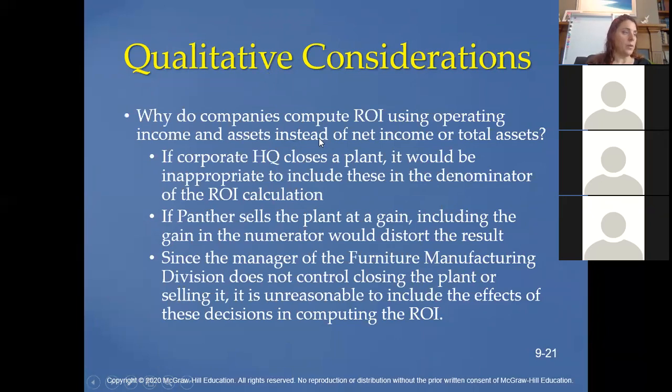So this talks about, again, why they use operating instead of total income and assets. If they close a plant, that loss is after your operating income. So that has nothing to do with your operating income, and you wouldn't include that. And again, if you buy and sell equipment and it's not your business, that comes after operating income.